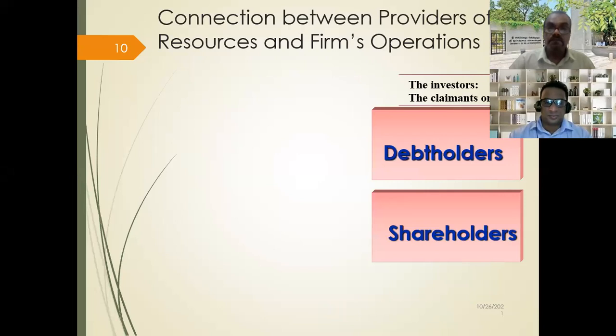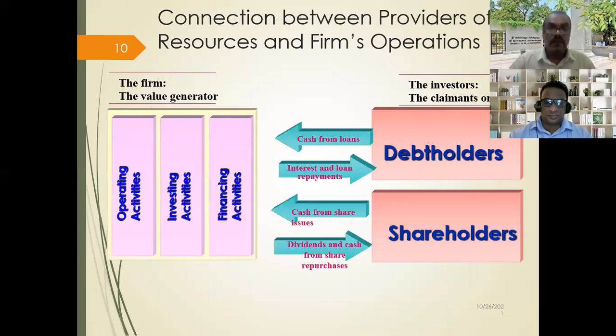And now you can see the connection between these three activities and the providers of finance. Who are they? The shareholders, your owners, and debt holders. You give finance, and the managers and directors take it and slice it into different activities, layer it into different activities, and operationalize.